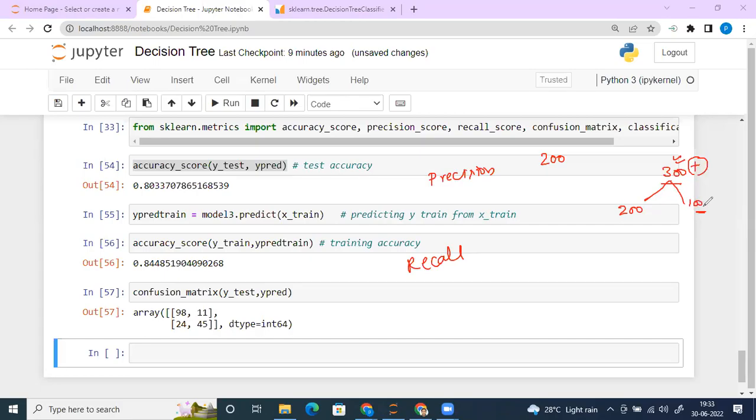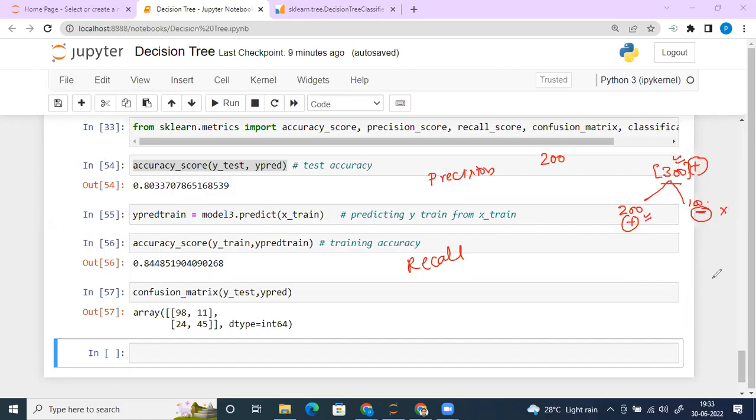Take it this way, everyone. 200 belong to this positive class, and 100 belong to the negative class. In total, in the positive class I have 300 points, but my model predicted, understand, that's very important, out of this 300, my model predicted 200 are positive, which are correct, and 100 are negative. Of course, these predictions are wrong. We know that. No problem.